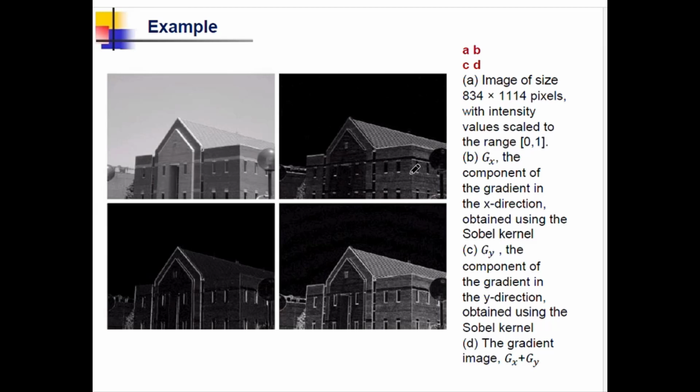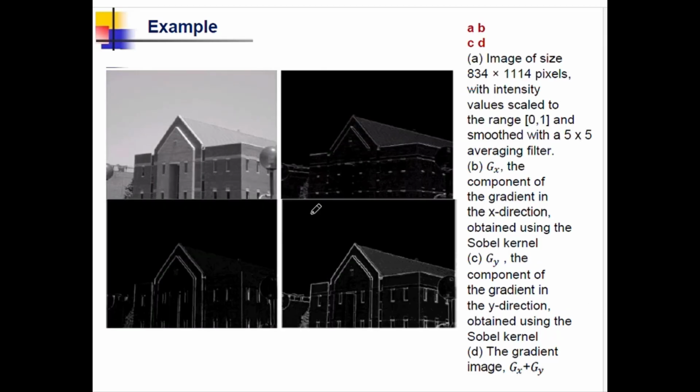The Gx component means the horizontal edges. This Gy is the vertical edges. And this is the gradient image, Gx plus Gy. So in this one you are able to see only the horizontal edges, in this only the vertical, and in this you are seeing both horizontal and vertical edges.